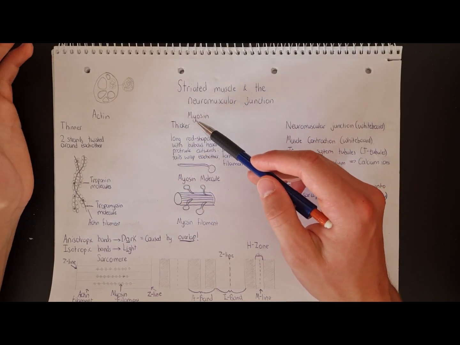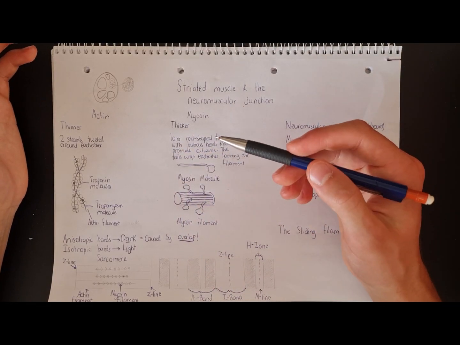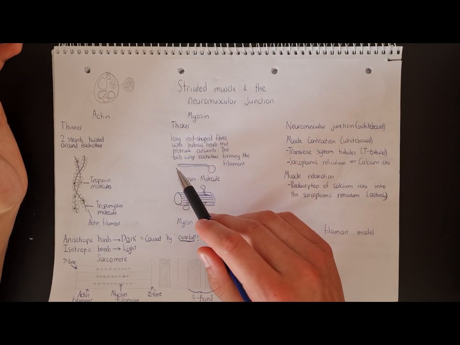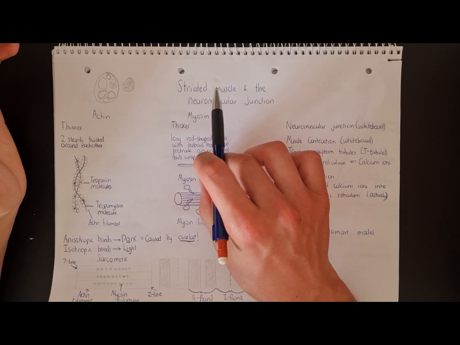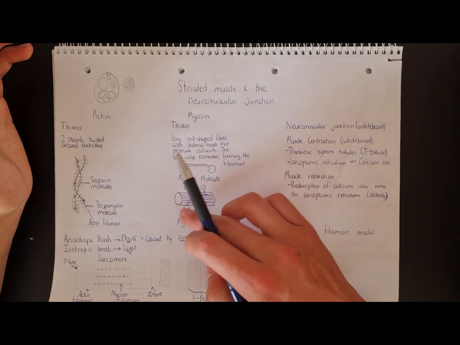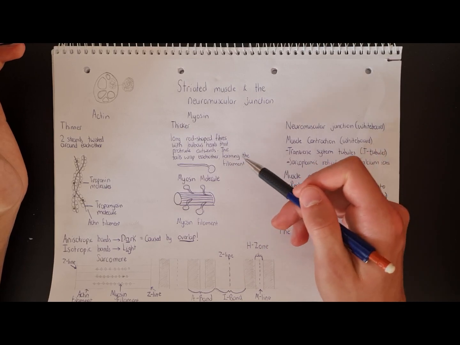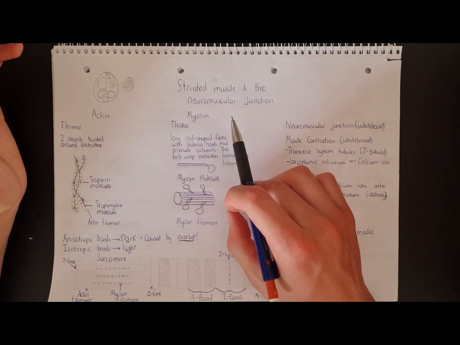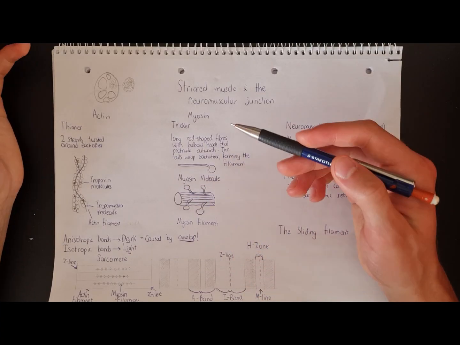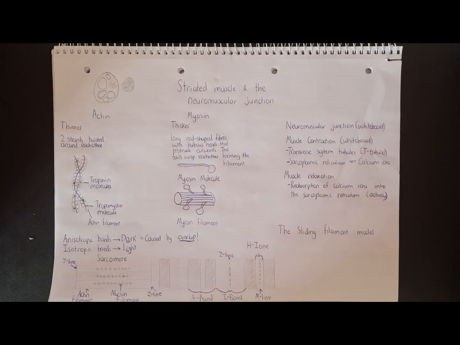So the myosin filament is thicker than the actin filament, and it is composed of long rod-shaped fibers that have bulbous heads. As we see here, it's a rod-shaped fiber and it has this protruding bulbous head. The tails, as we see here in the full myosin filament, wrap around each other and form the filament. So the myosin filament will have all of the tails wrapped around each other, and these bulbous heads, also known as myosin heads, protruding outwards from the myosin filament.